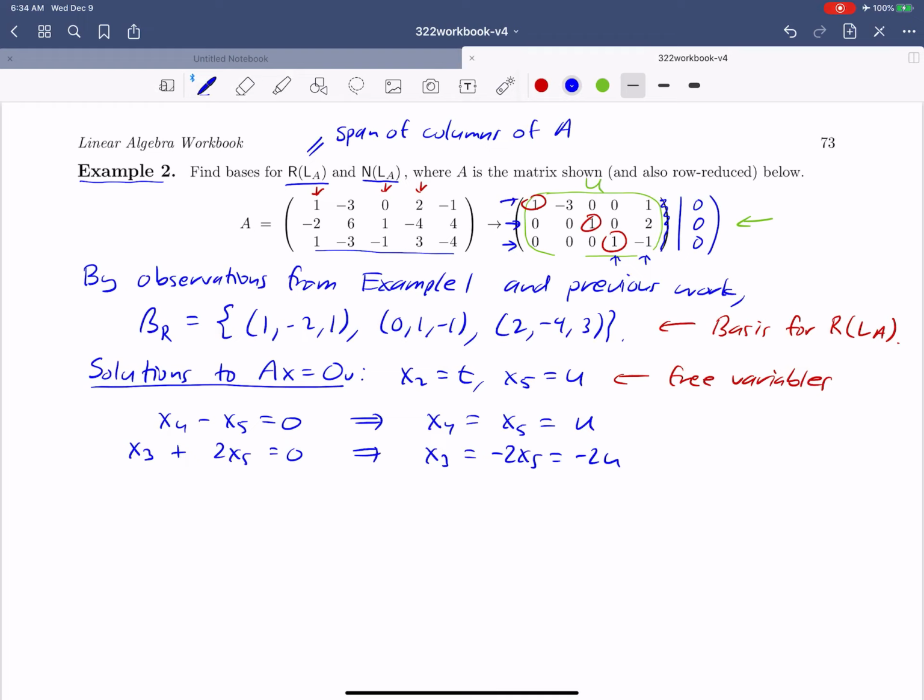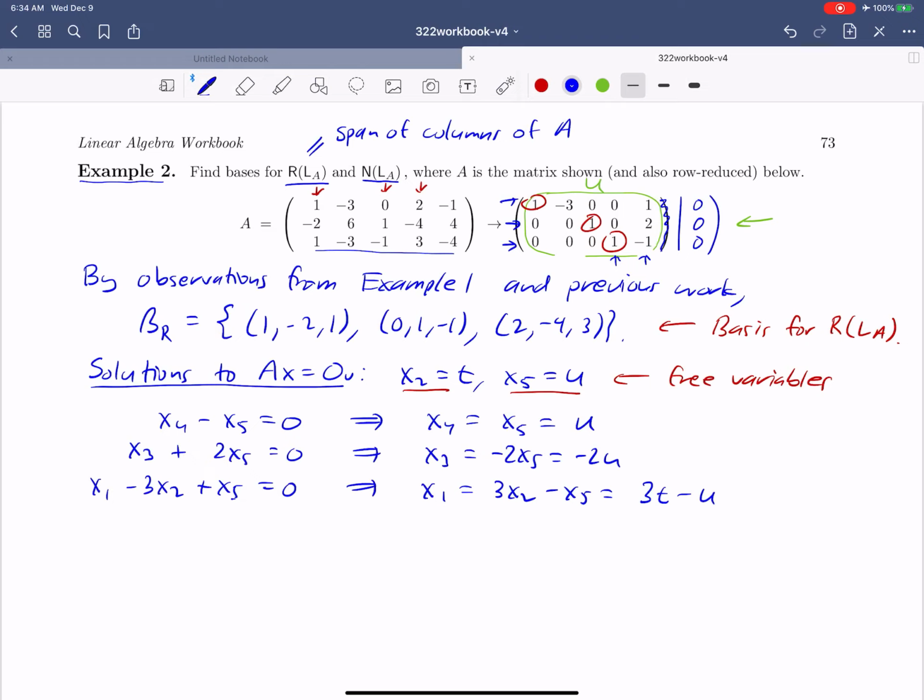And then finally we get up to the first equation. That looks like, let's see, x1 minus 3x2 plus x5 equals 0. If we take that and solve it for x1, we're going to get x1 is equal to 3x2 minus x5. And the values of x2 and x5 are the values we assign to the free variables, so we're going to get 3t minus u, it looks like.